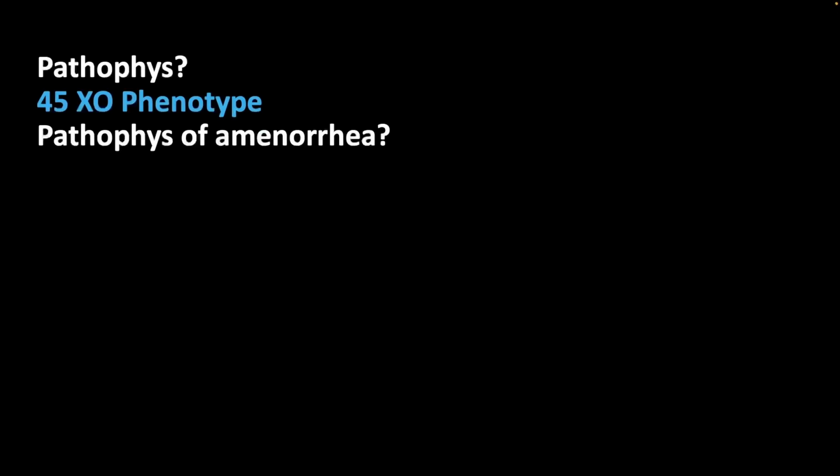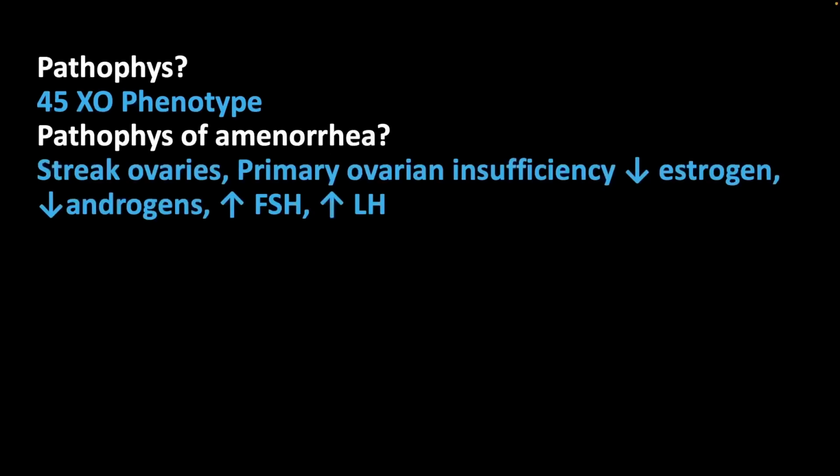And what's the pathophys of Turner syndrome? It's that X0 phenotype. And what's the pathophys of the amenorrhea in Turner's? You have streak ovaries, which cause primary ovarian insufficiency, so you have decreased estrogen, decreased androgen, and in response, increased FSH and LH.